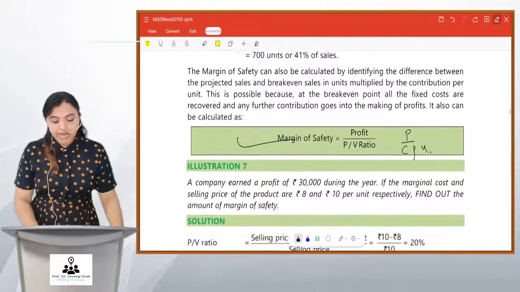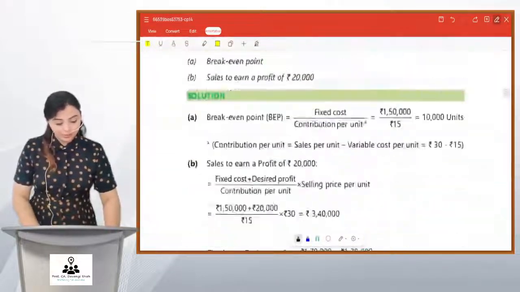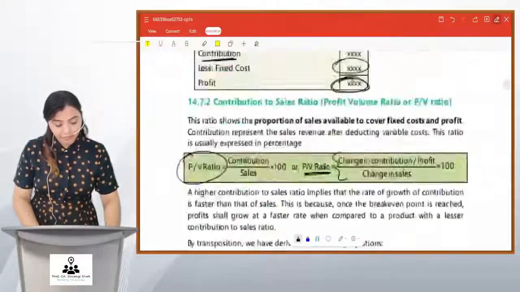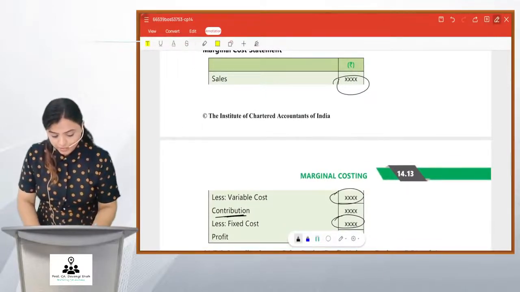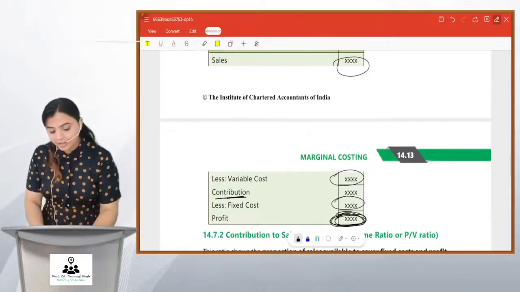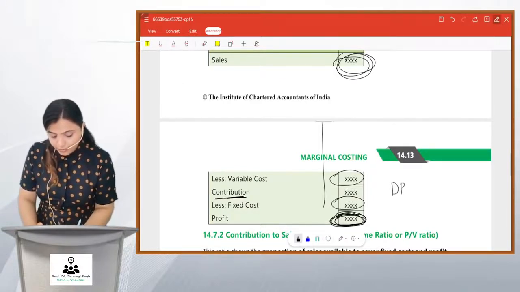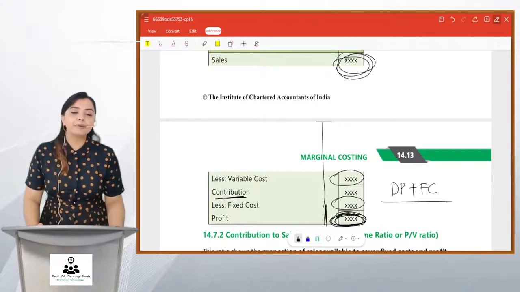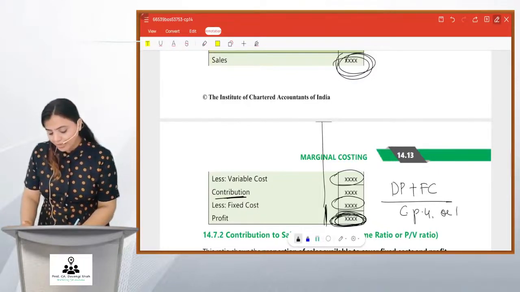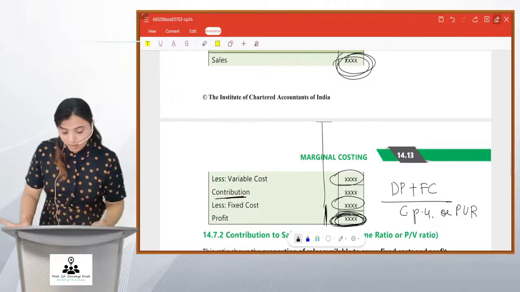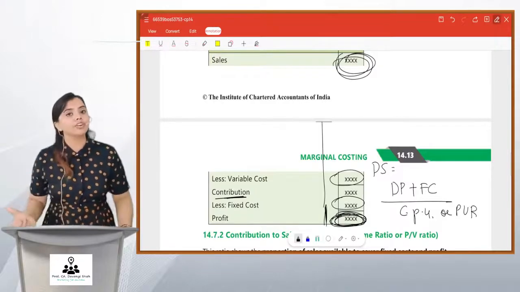And friends, the last one that I would like to teach is through this marginal costing statement that I showed you at the beginning. Many a times, friends, examiner will give you the desired profit, that the desired profit is this much. Calculate sales. So friends, you need to go reverse. What you will do? You will take desired profit plus fixed cost, you will get the contribution. Divided by contribution per unit to get the number of units to be sold. Or you can divide it by PV ratio to get the sales value. So this is a formula for desired sales or required sales. It is desired profit plus fixed cost upon PV ratio or contribution.